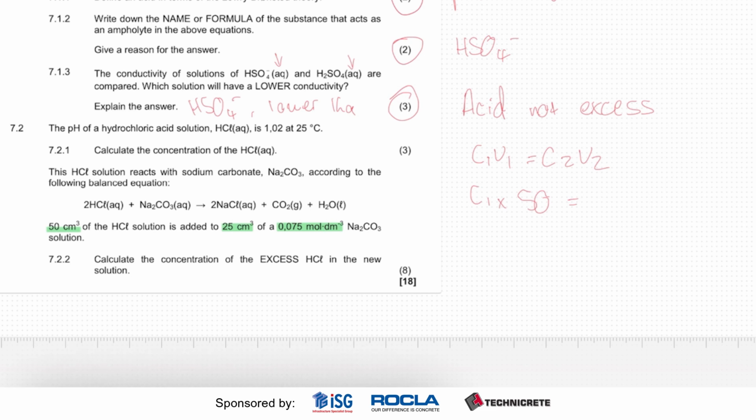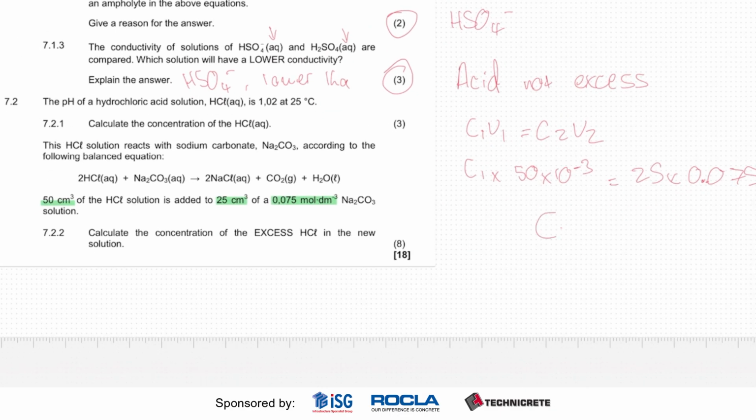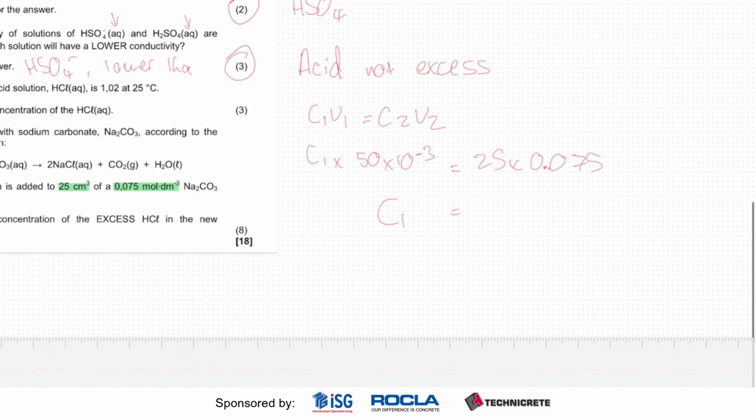Okay, wait, our concentration is in decimeter cubed, so we have to convert. So we'll say 50 times 10 to the minus 3 equals 25 times 0.075. Okay, and then we solve for C1, and we will get 37.5. What? That is such a high concentration.